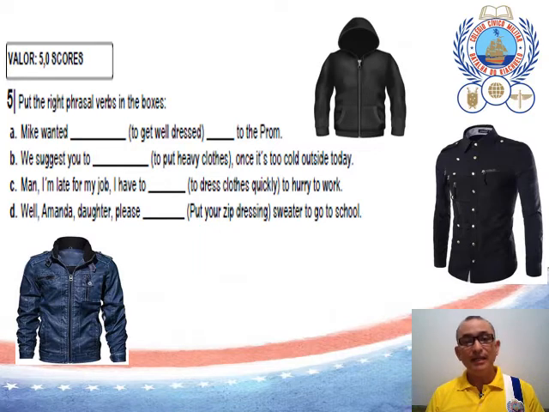D. Well, Amanda, daughter, please, put your zip dressing sweater to go to school. O que é que ele está dizendo? Ele está dizendo o seguinte, ó. Bem, Amanda, filha, por favor, coloque o seu vestido de zíper. Aí ele fala, sweater to go to school, para ir para a escola. O que seria o verbo aqui? What's the verb for that? Let's see.